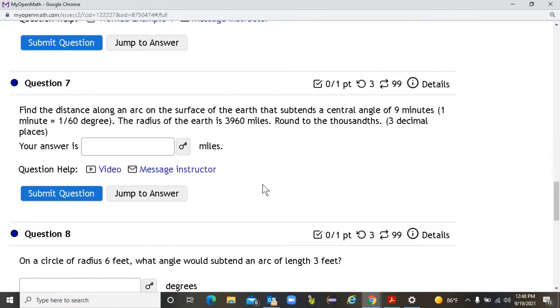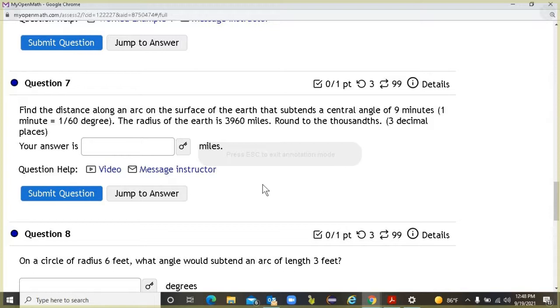Okay, so distance along an arc on the surface of the Earth, sometimes a central angle of 9 minutes, where 1 minute is 1/60th of a degree. It says the radius of the Earth is 3,960 miles. So we want to find the distance along that arc. So I know the Earth is technically a globe, a sphere, but we're just thinking about the circle of it.